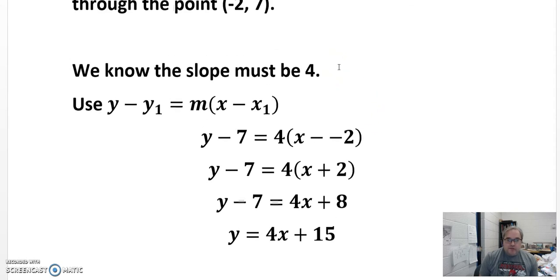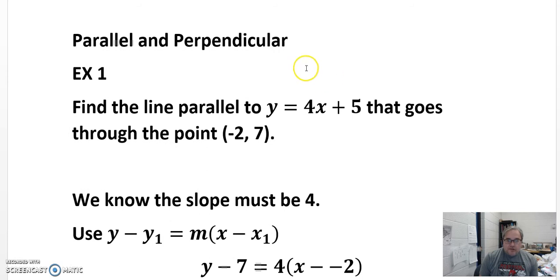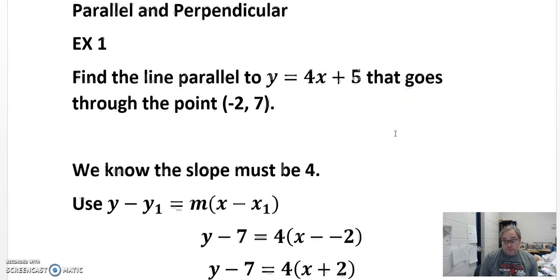The main thing you have to realize, parallel means the two lines have to have the same slope. So if I want a line parallel to this one, the slope has to be the same as this one. So it's basically all this here is just a simple way of saying m equals 4.